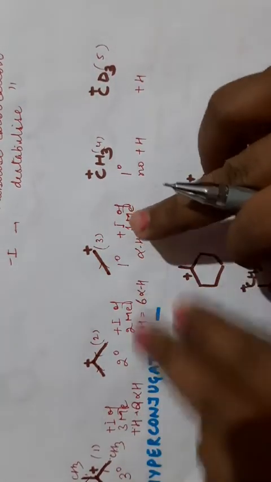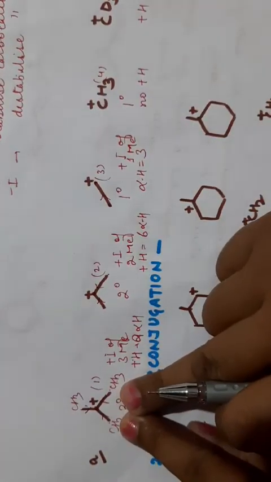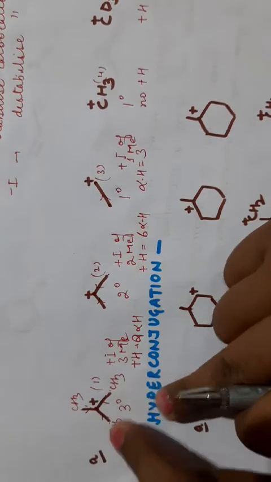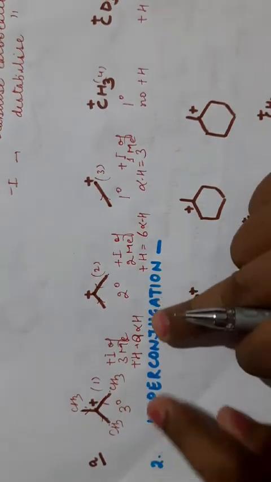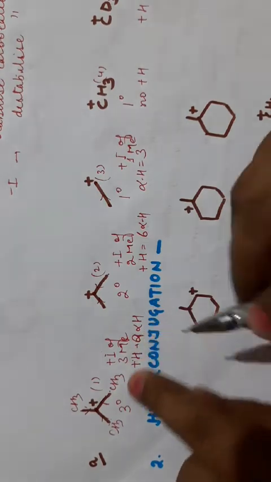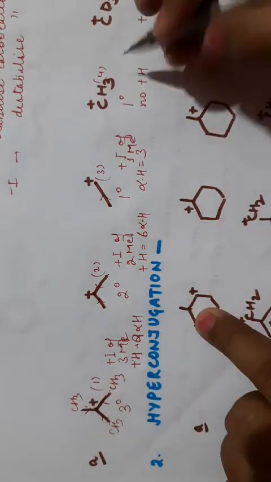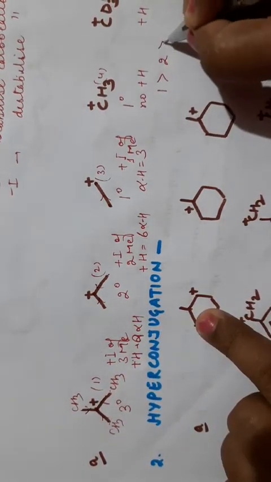Now out of these 3, this will be the most stable because there is plus I effect of 3 methyl groups plus hyperconjugation, maximum alpha hydrogen are present here. So this is the most stable, 1, then 2, then 3.